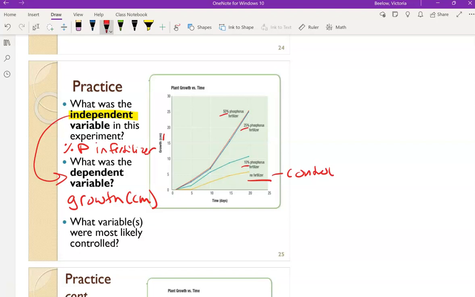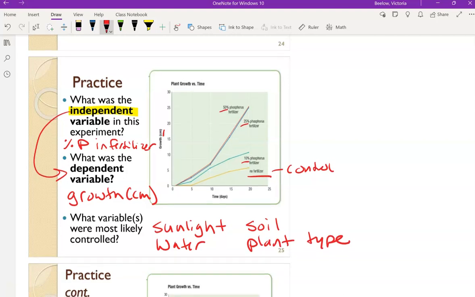As far as variables that were most likely controlled in this experiment, there's a lot that could be listed. But since we're talking about a plant here, I would imagine that the sunlight was probably kept the same, because you don't want one plant getting more sunlight and one plant getting less, because then that could skew your results. Plants also need water, so probably the water. Maybe also just the other components in the soil besides the fertilizer. Maybe the plant's type. It's not like we're using different plants in this experiment. The list can go on and on.